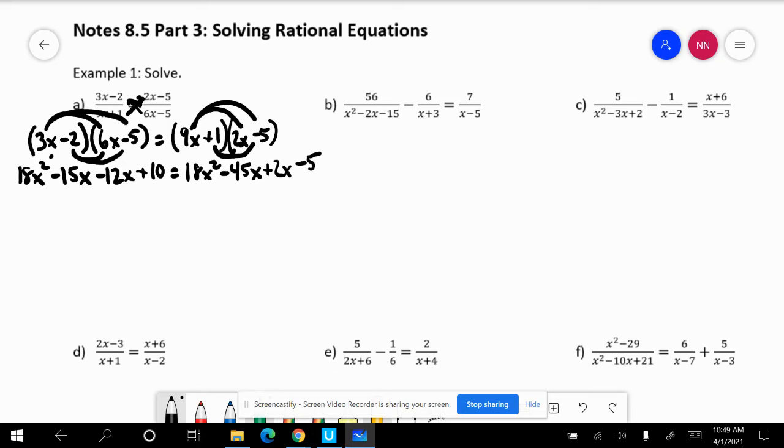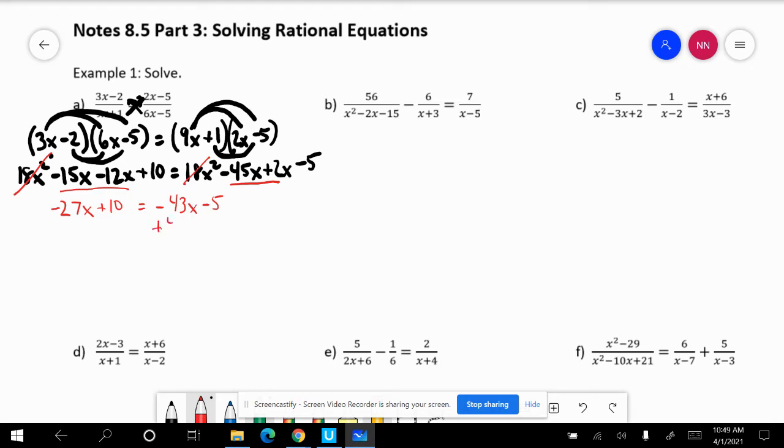Now, right off the bat, we see that we have 2 terms that we could cancel. We have 18x squared on both sides. I'm going to combine the like terms. So I have negative 27x plus 10. On the other side, I have negative 43x minus 5.